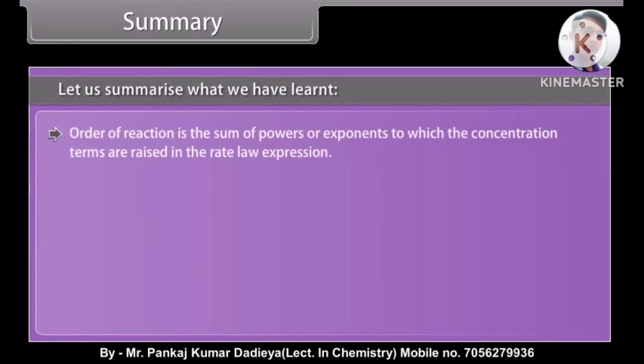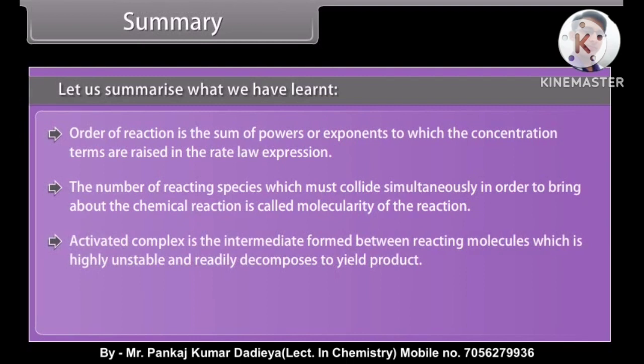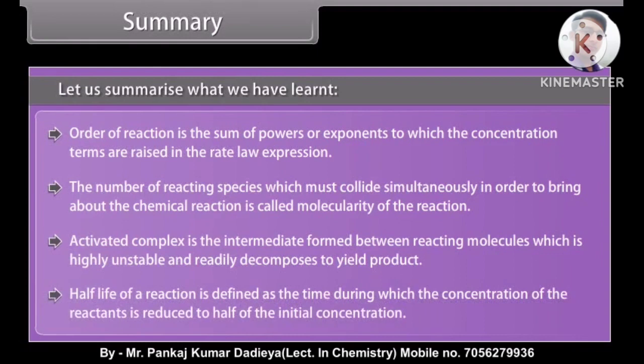Order of reaction is the sum of powers or exponents to which the concentration terms are raised in the rate law expression. The number of reacting species which must collide simultaneously in order to bring about the chemical reaction is called the molecularity of the reaction. Activated complex is the intermediate formed between reacting molecules which is highly unstable and readily decomposes to yield product. Half-life of a reaction is defined as the time during which the concentration of the reactants is reduced to half of the initial concentration.